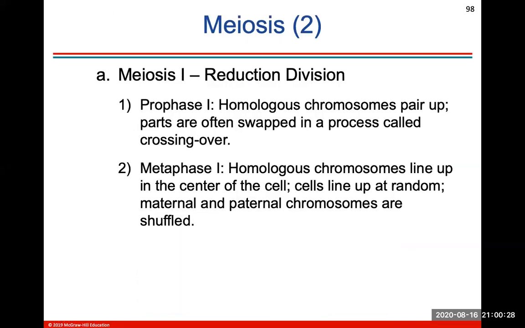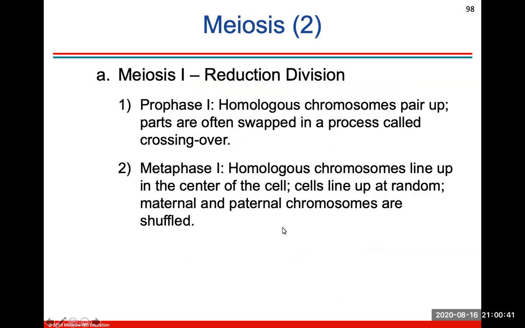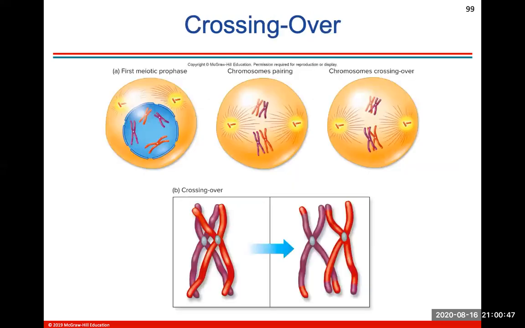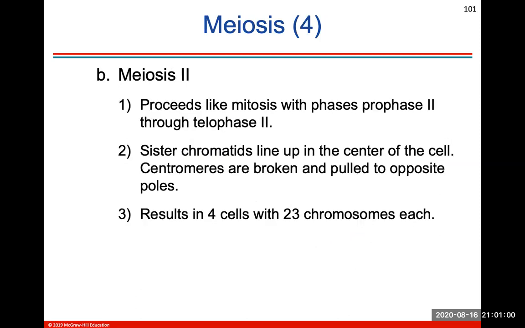So then we get into meiosis, and we divide it into meiosis 1 and meiosis 2. In meiosis 1, they have prophase 1, metaphase 1. Crossing over, you'll see, happens during prophase 1, where homologous chromosomes will pair up and parts of the chromosomes will be crossed over. And you can see that happening here with these two chromosomes crossing over pieces. Then we get into anaphase 1 and telophase 1. And then meiosis 2 proceeds like mitosis with prophase 2 through telophase 2.